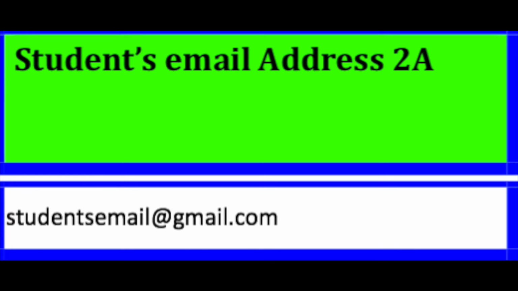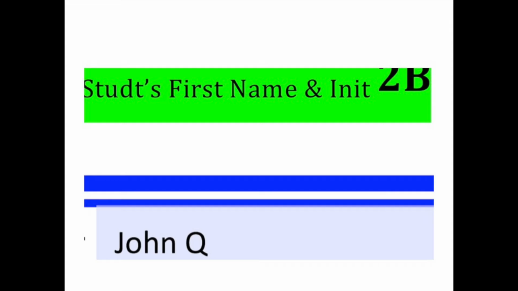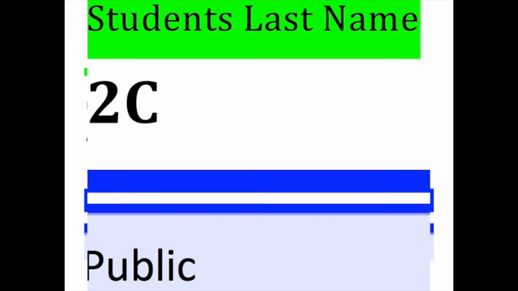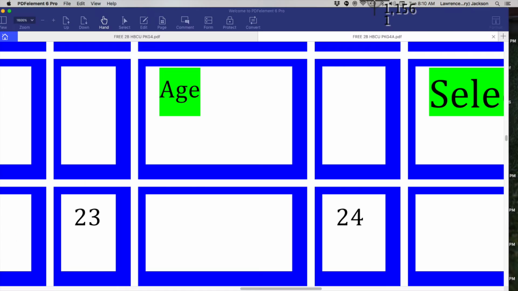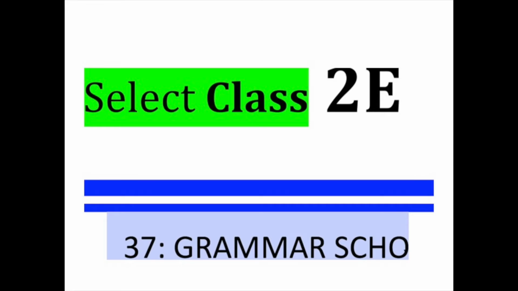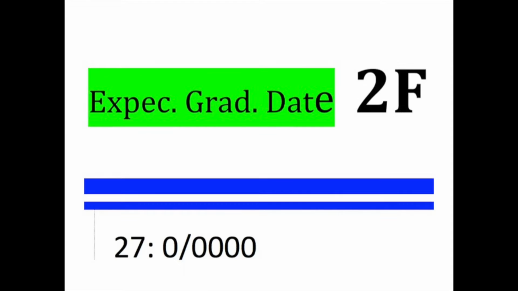In box 2B, enter student's first name and middle initial. In box 2C, enter student's last name. In box 2D, enter student's age. In box 2E, click the down arrow and select Student's Class. In box 2F, click the down arrow and select the student's expected college graduation date.